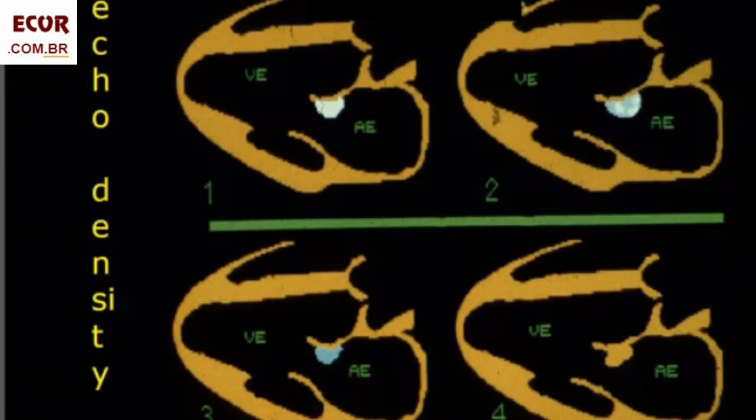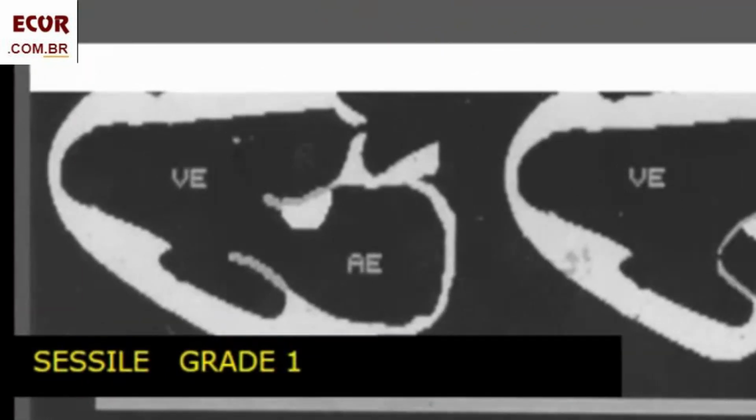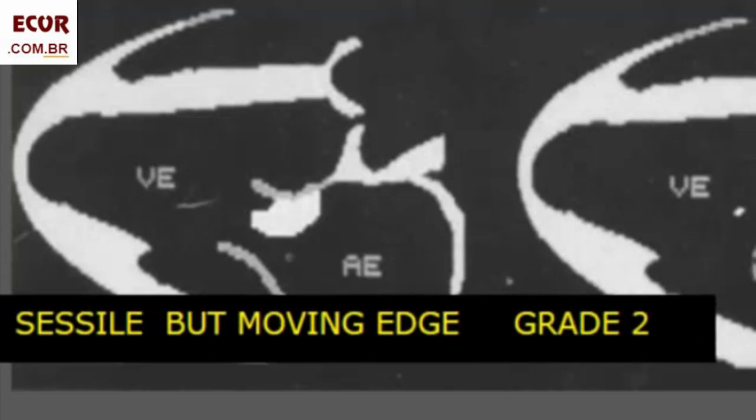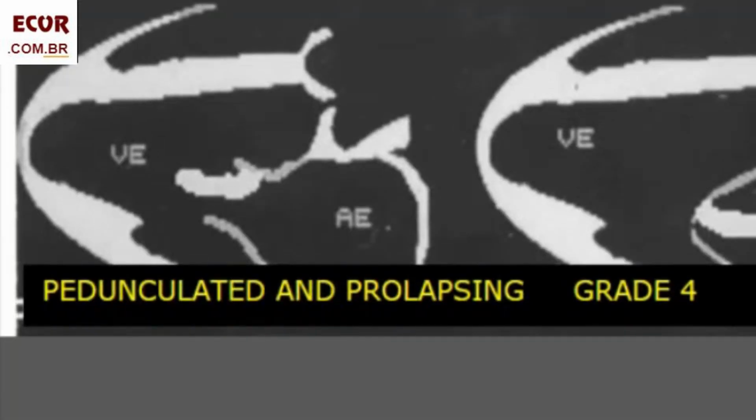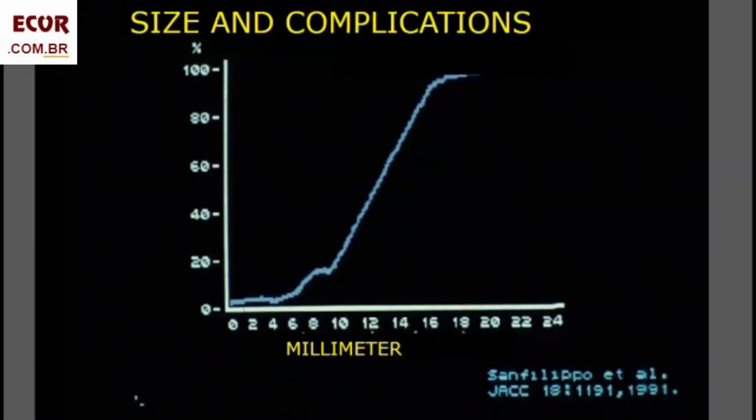Considering the vegetation motility, it may be sessile, better prognosis, grade 1; sessile but with motility only at its tip, grade 2; pedunculated, grade 3; and pedunculated with prolapsing from one cavity to the other or from the aorta to the left ventricle, grade 4. In relation to the size of the vegetation, you see that complications are much more frequent when it's larger than 10 millimeters.